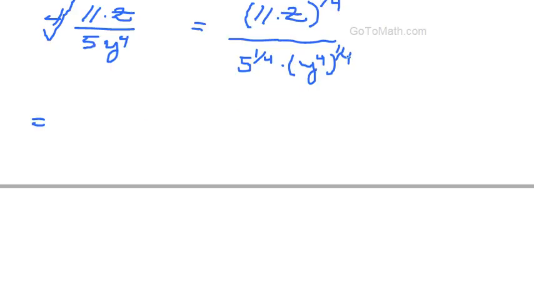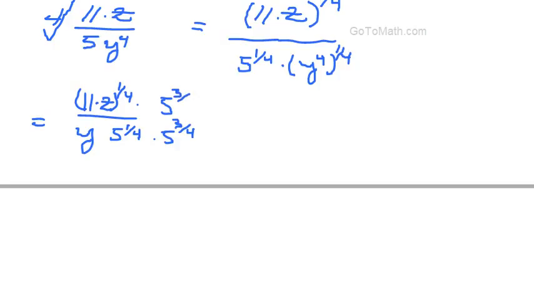Well, y to the 4th raised to the 1/4, that looks like something else, but it's not. So this is going to end up being y in the denominator, and then we have 5 to the 1/4. I guess I better go ahead and write this up here. Now we want to get this 5 to the 1st power, so we're going to multiply this by 5 to the 3/4 times 5 to the 3/4. Okay, so 1/4 plus 3/4 is 1.